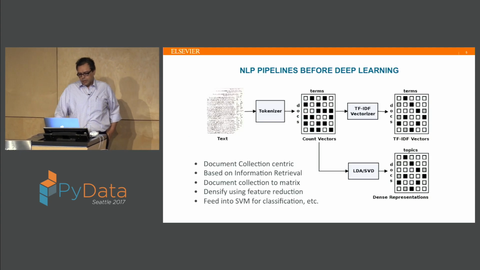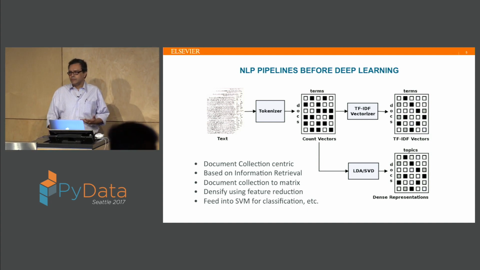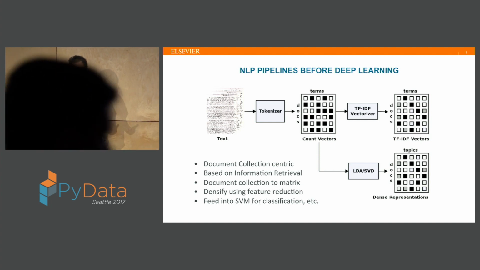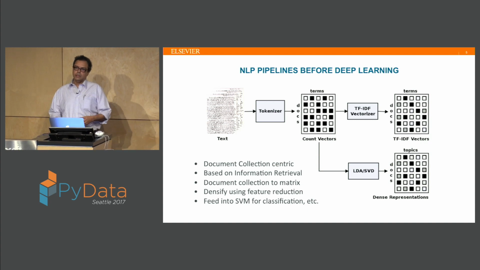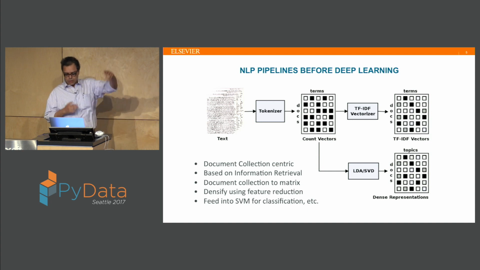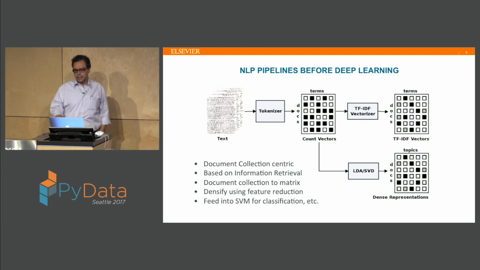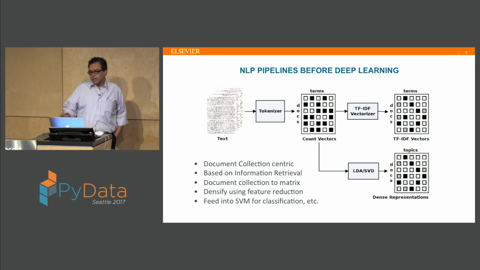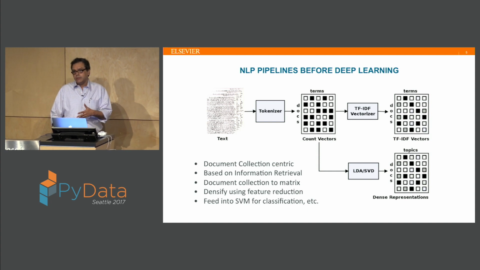So NLP pipelines before deep learning. Essentially, most of the NLP that we see before deep learning started from information retrieval, right, based on requirements for search engines. So what you had was a corpus of text, and you would tokenize it, and you create a term document matrix, right? Documents down the rows, terms across the columns. And anywhere where the term occurred, you add a 1. So it becomes a really large sparse matrix with the counts in that matrix. And then you could apply some transformations such as TF-IDF, and you come up with a TF-IDF term document matrix.